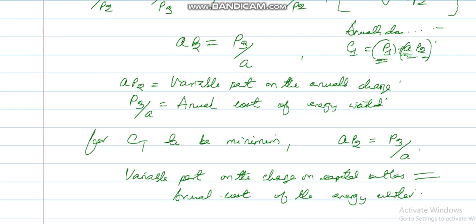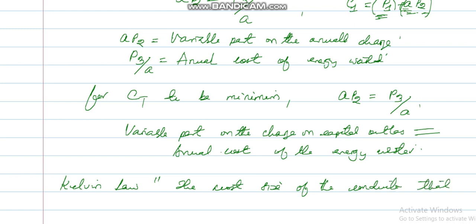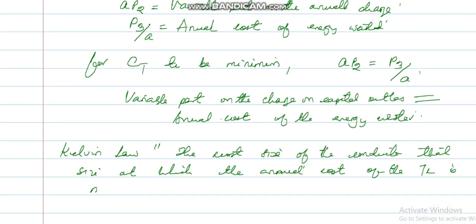Kwa hiyo tuliona kwamba Kelvin law ilikuwa inastate kwamba the most economical size of the conductor is that size at which the annual cost of the transmission line is minimum. Hiyo ndio ilikuwa statement ya Kelvin law, is minimum.